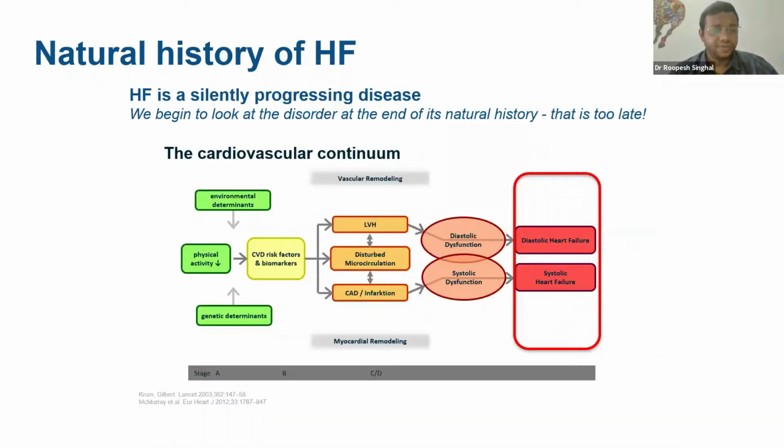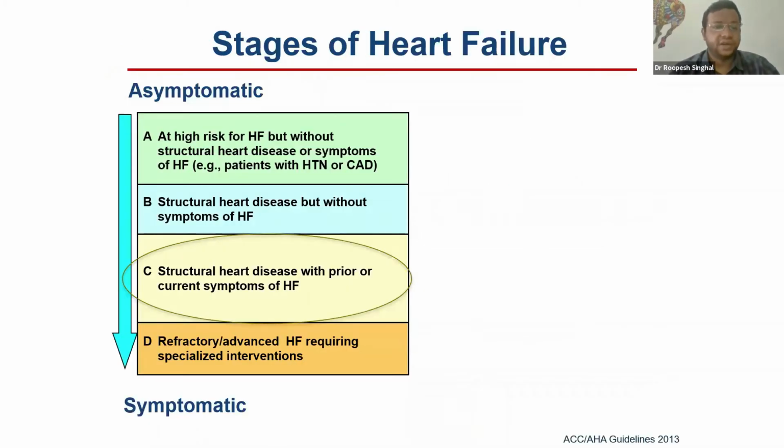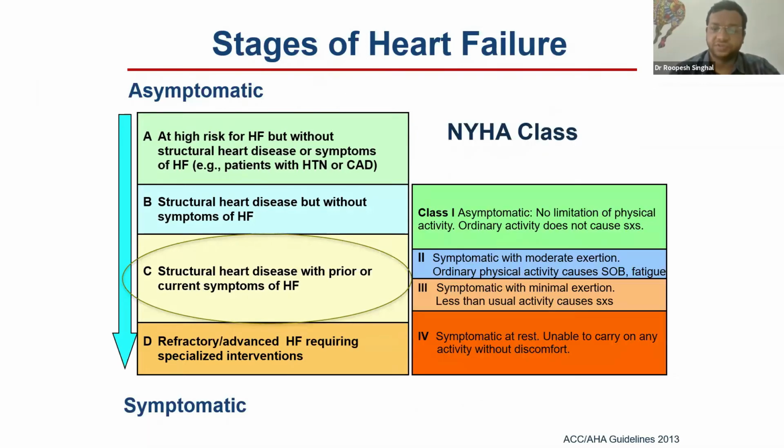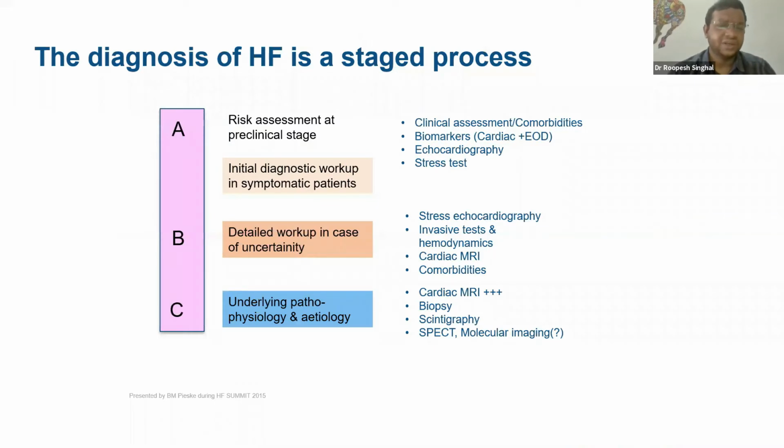What we must understand is that heart failure is a gradually, silently progressing disease, and once the patient is symptomatic, it's actually too late in the spectrum of heart failure. According to the ACC, it is classified as stage A, B, C, and D, symptomatic from stage C, which can be further classified as per the NYHA class. Class 1 is asymptomatic, class 2 is symptomatic with moderate exertion, class 3 is symptomatic with minimal exertion, and class 4 is symptomatic at rest. So it's a staged process.